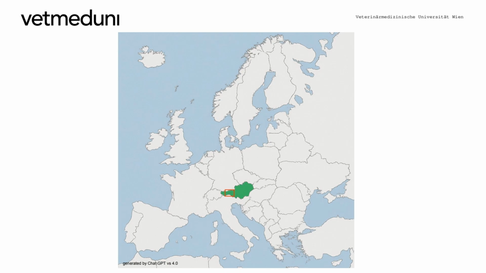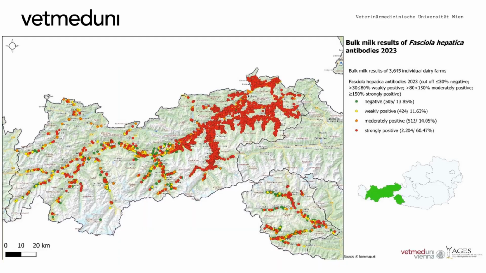This is a map of Europe. We see here Austria, and in this red box, we see the western part of it, which is Tyrol. And here we see the map, and the green dots are the negative herds. The yellow ones are weakly positive with low antibody titers. The orange ones have moderate antibody titers, and the red ones are the strongly positive ones with high antibody titers. And we see in the eastern part actually a high density of farms, but also with high antibody titers.